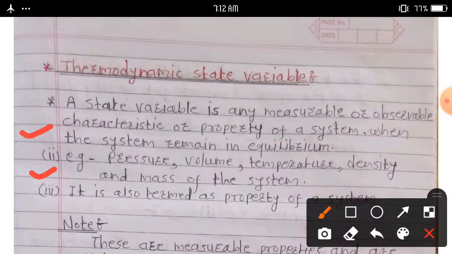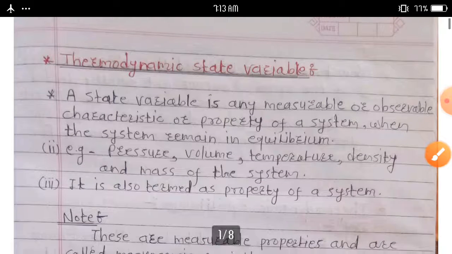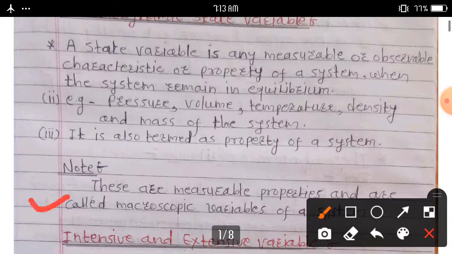pressure, volume, temperature, density and mass of the system. It is also termed a property of a system. Thermodynamic state variable is also called a property of a system. See notes here. These are measurable properties and are called macroscopic variables of a system. These properties are measurable properties and are also called microscopic variables of a system.